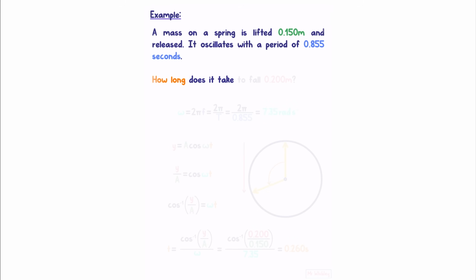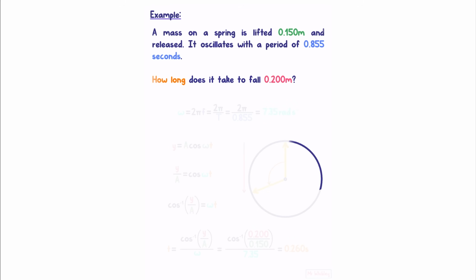Let's now go through an example. A mass on a spring is lifted 0.150 meters and released. It oscillates with a period of 0.855 seconds. How long does it take to fall 0.200 meters?